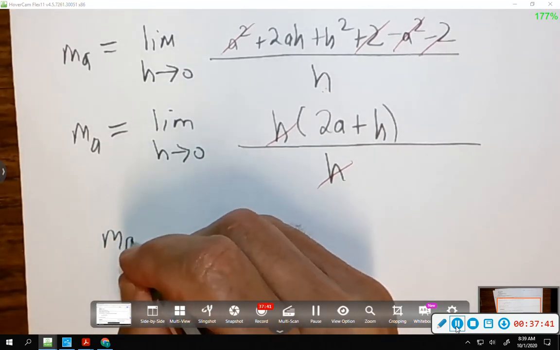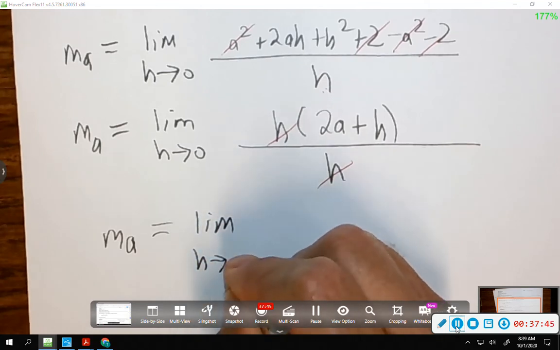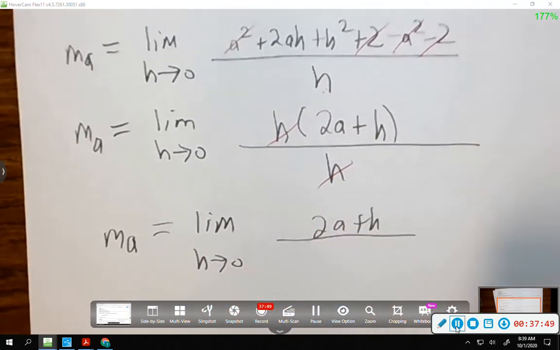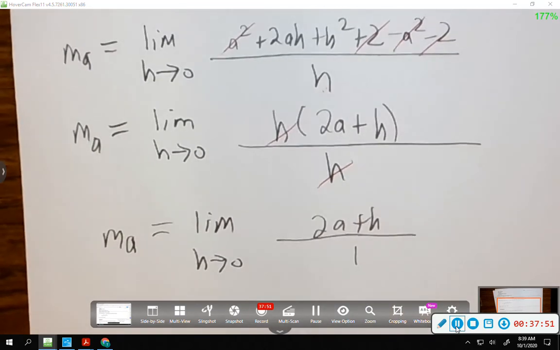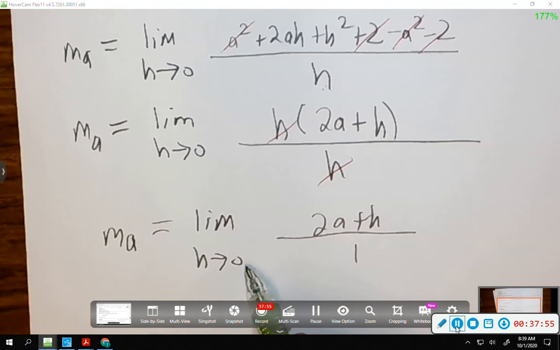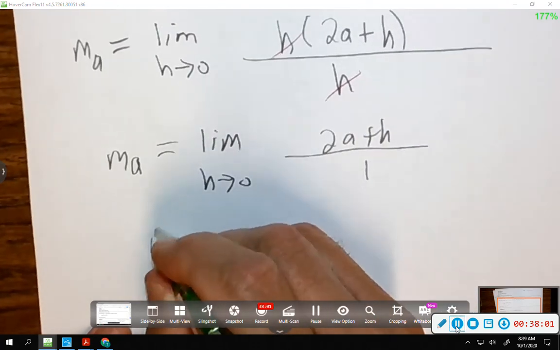This is the limit as h approaches 0 of 2a plus h. The bottom's just 1 if you want to write that, but you don't have to, just 2a plus h. Now I can plug 0 in because I don't get a division by 0 error. If I plug 0 in for h, I get out 2a. Think about what this tells us now.